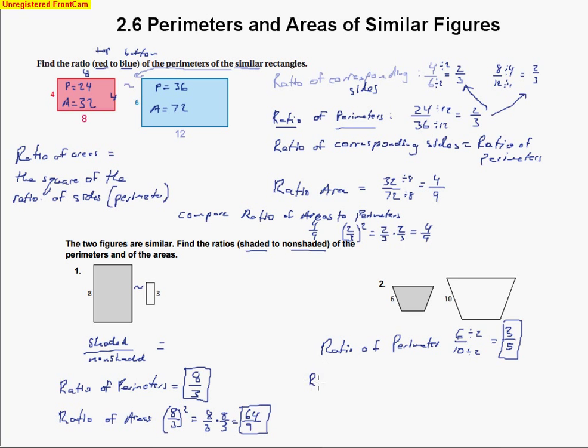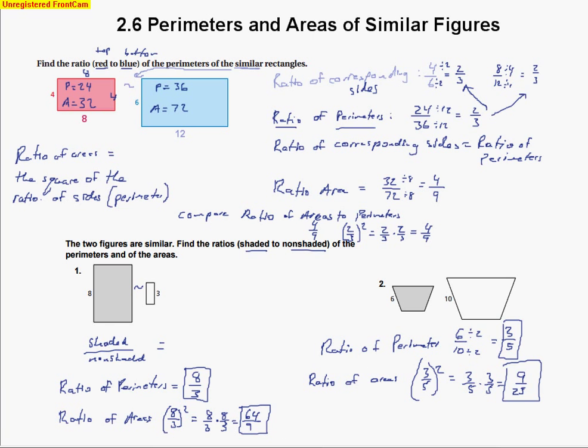Well, then they say find the ratio of areas. The ratio of areas is just 3/5 squared. And so when I square that, I have 3/5 times 3/5. And that gives me 9/25. That would be the answer.